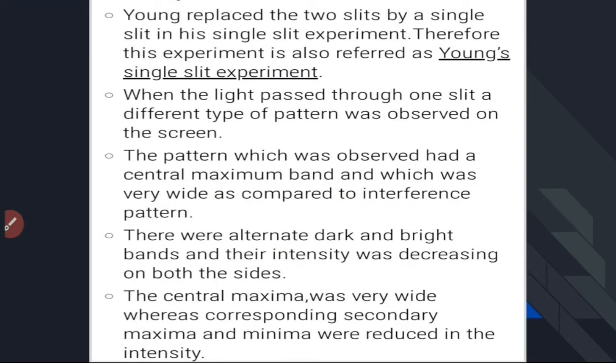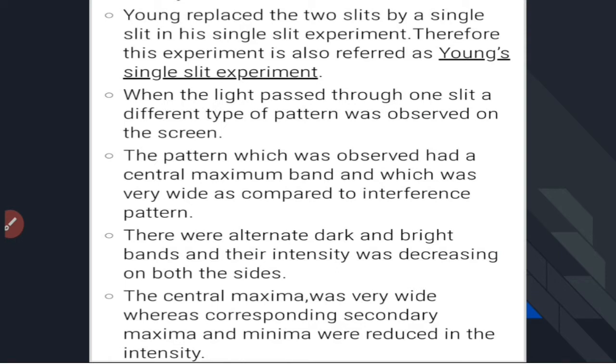In Young's double slit experiment, Thomas Young replaced the two slits by a single slit, and that experiment is referred to as Young's single slit experiment. When the light passed through one slit, a different type of pattern was observed on the screen.